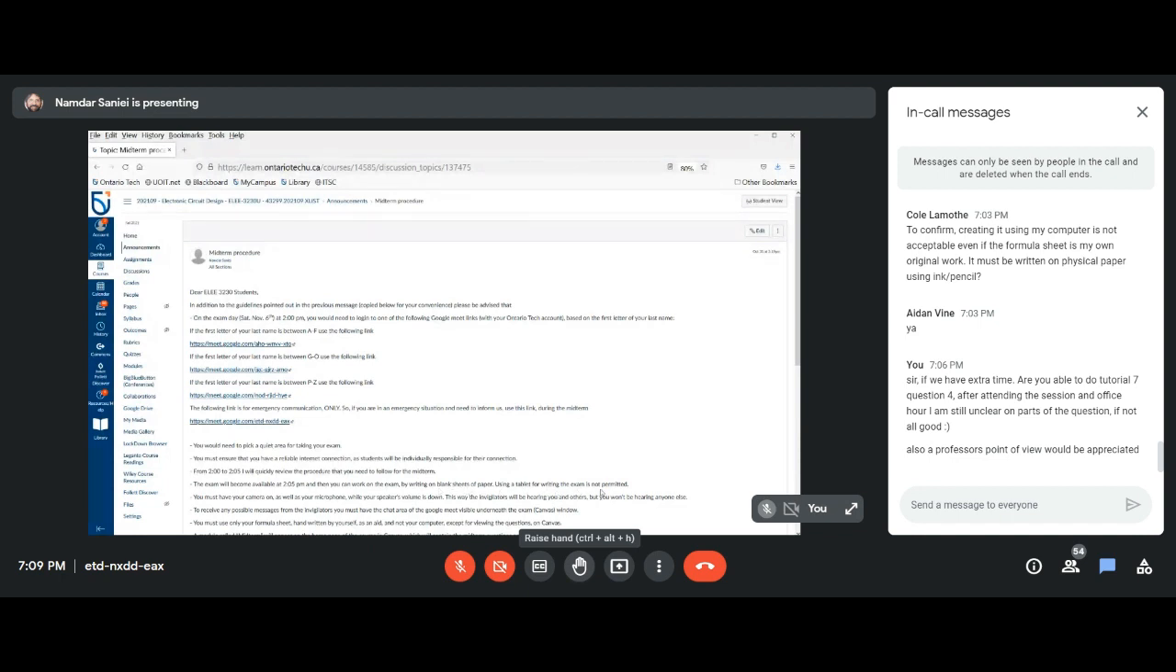Using a tablet for writing the exam is not permitted. So once again, remember, just write on paper, please. You must have your camera on and your microphone on, but speakers down or off. Why we need to do that? Because the invigilators are going to need to hear you and everyone else, but you should not actually see.